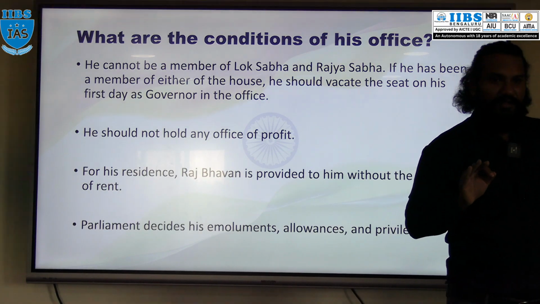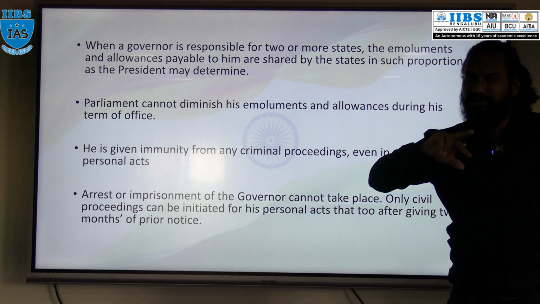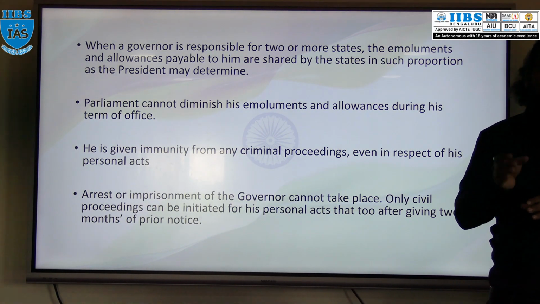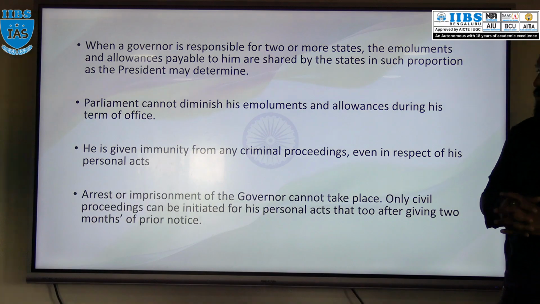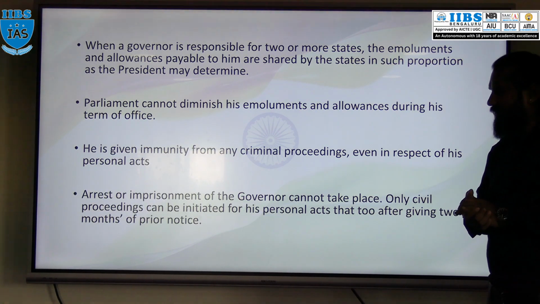Are you understanding? So if a person is appointed as governor for more than one state, both states shall pay the salary according to the proportion of their population. Please remember. Okay, this we discussed.